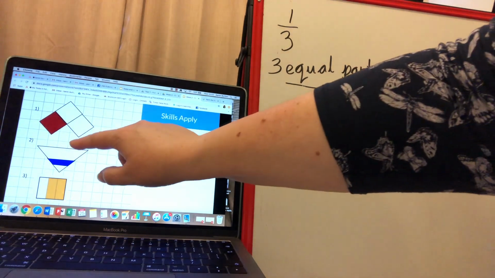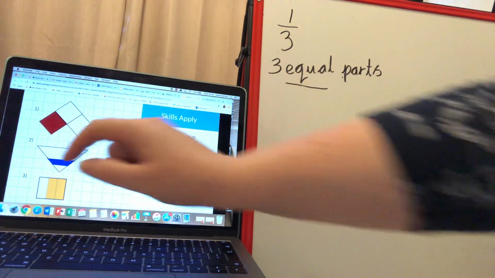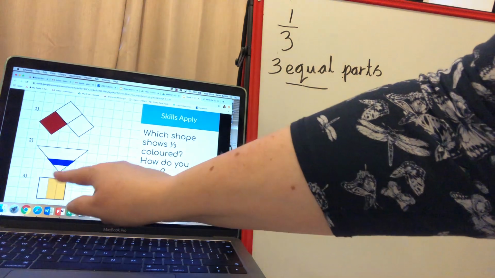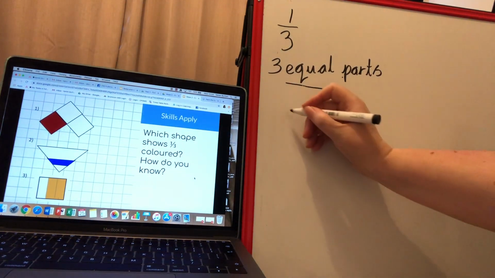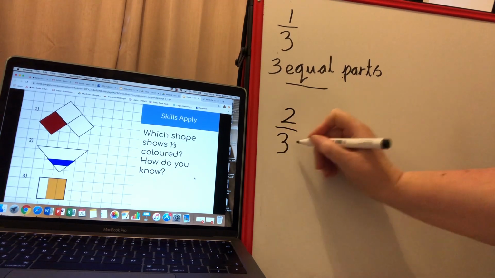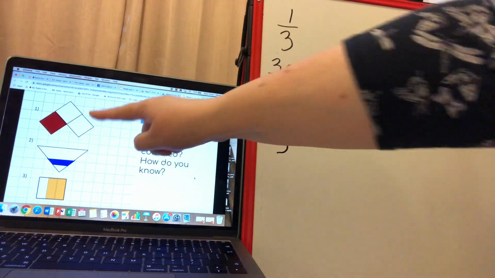Number 2, it's got 3 parts and 1's coloured, but they're not all the same size, so it's not number 2. Number 3, it's got 3 parts, but this one's got 2 coloured. Number 3 is showing you 2 out of the 3 parts coloured. That's 2/3. We were looking for 1/3. The answer's number 1.